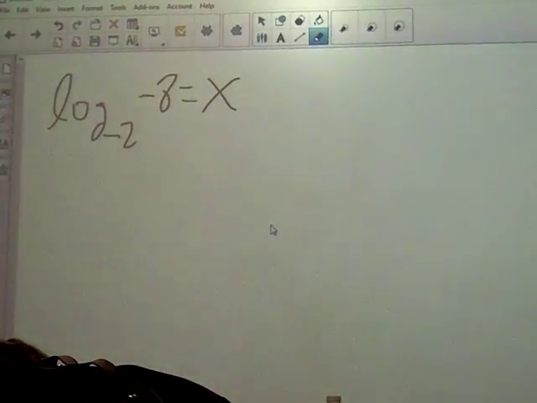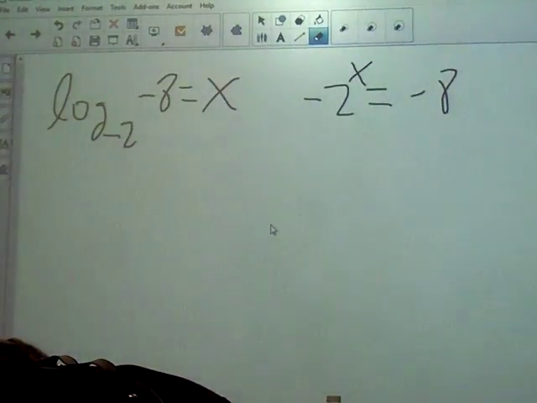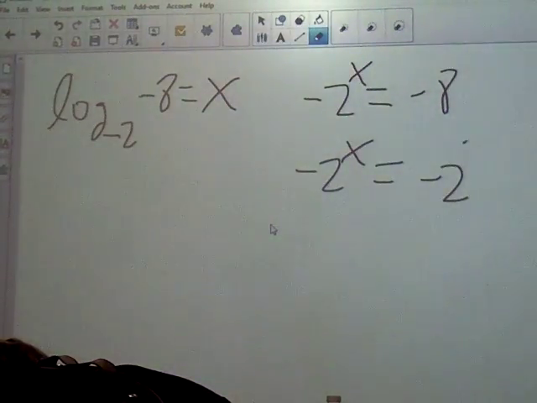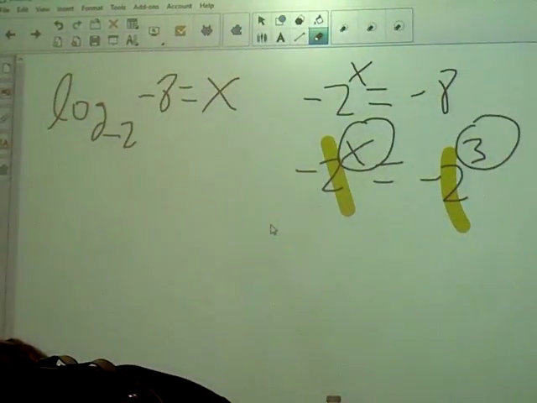Okay, that's in log form, so we're going to rewrite that in exponential form. So my base is -2, my exponent is x, and my n is -8. So like we've been doing on the bell ringers for the last week, I'm going to rewrite those using the same base, which is going to be -2. So that one would stay like it is. -8 is the same as -2 cubed. -2 times -2 times -2 gets you -8. So now your -2's are the same. That means your exponents have to be the same, and there it's already solved. X is 3.